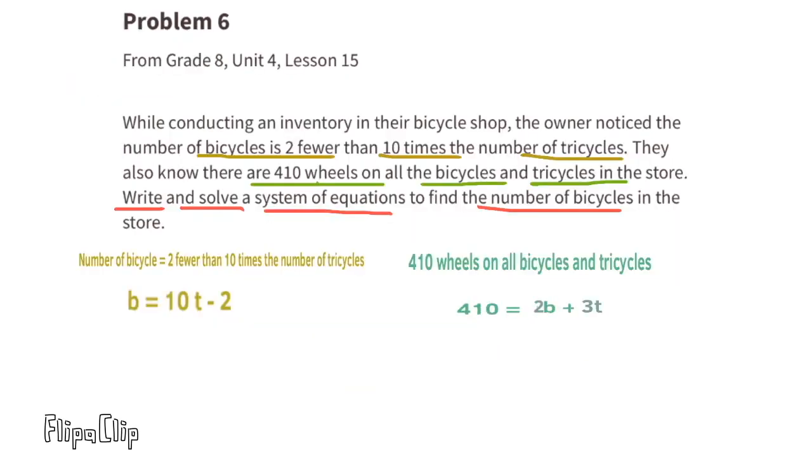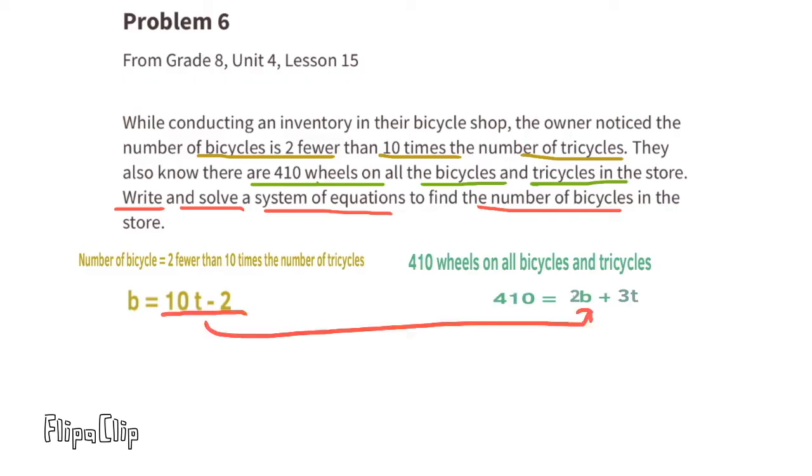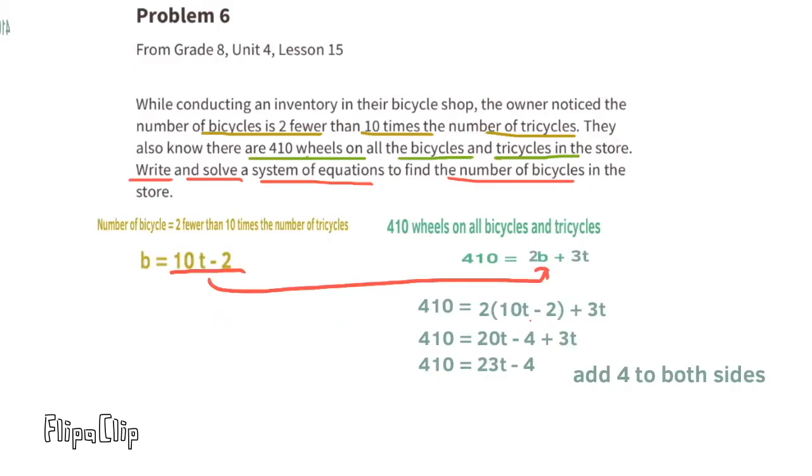We can use these two equations in our system of equations to find the number of bicycles in the store. Since b equals 10t minus 2, we can substitute b with 10t minus 2. Now the equation reads 410 equals 2 times (10t minus 2) plus 3t. Using the distributive property, we know that 2 times 10t equals 20t, and 2 times the negative 2 equals negative 4. 410 equals 20t minus 4 plus 3t. 20t plus 3t is 23t. Bring down the minus 4. Now we can add 4 to both sides.